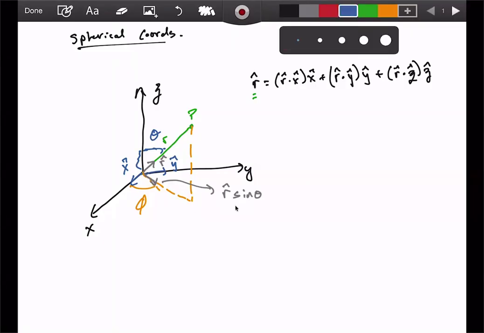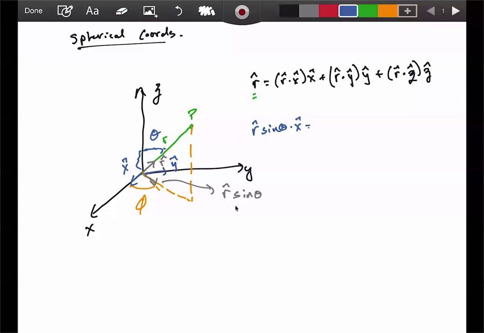So for example, we're going to take our r hat sine of theta in the xy plane, dotted with the x hat direction. According to our angle, that's going to be the cosine portion. So then we're going to get what? A sine of theta cosine of phi. Doing the same thing with the y portion, that's going to give me a sine of theta sine of phi.